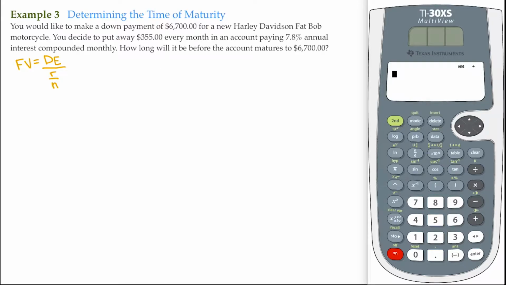You would like to make a down payment of $6,700 for a new Harley-Davidson Fat Bob motorcycle. You decide to put away $355 every month in an account paying 7.8% annual interest compounded monthly. How long will it be before the account matures to $6,700? So we would like to make a down payment of $6,700. That's our future value. That's how much we want.